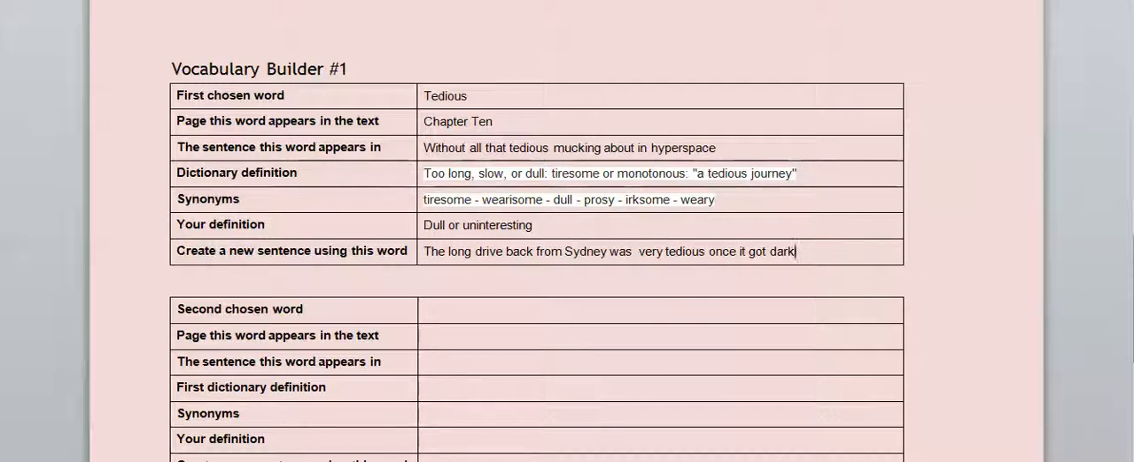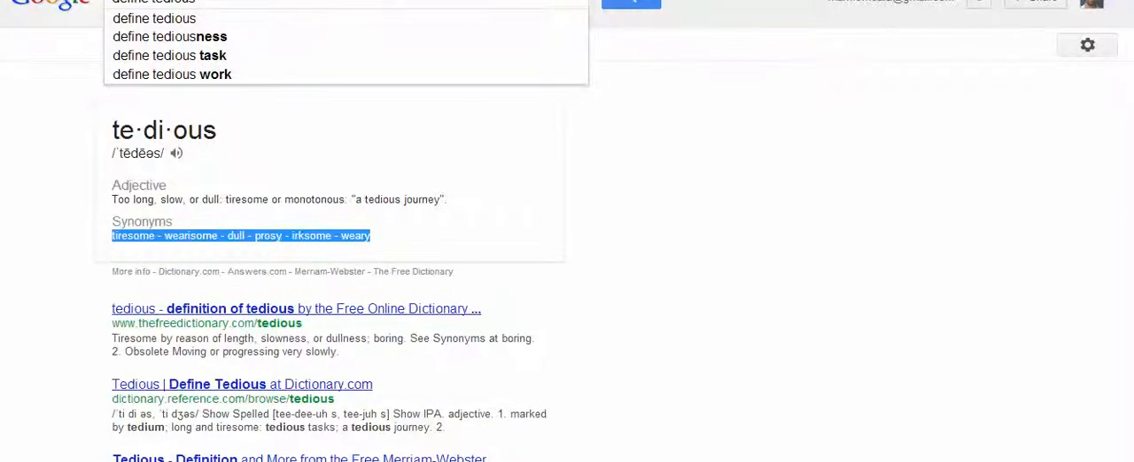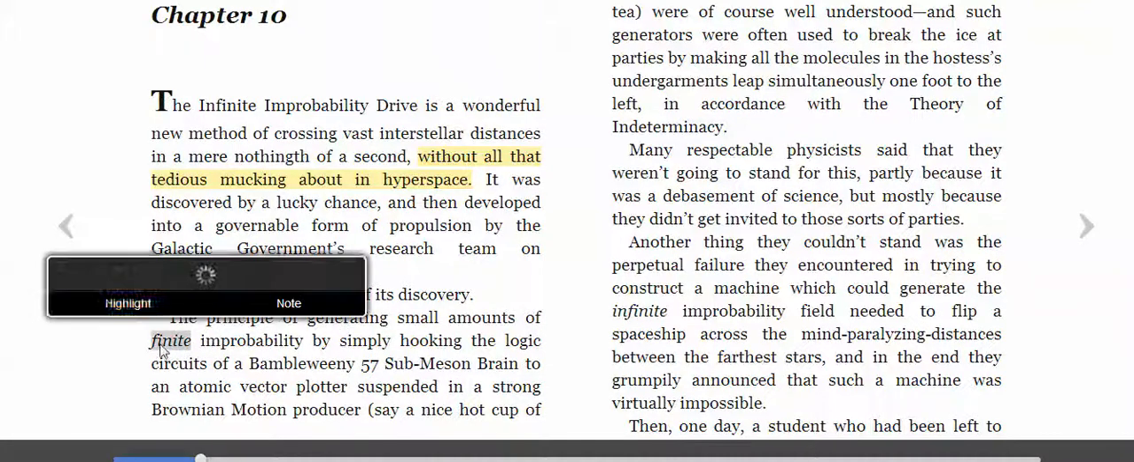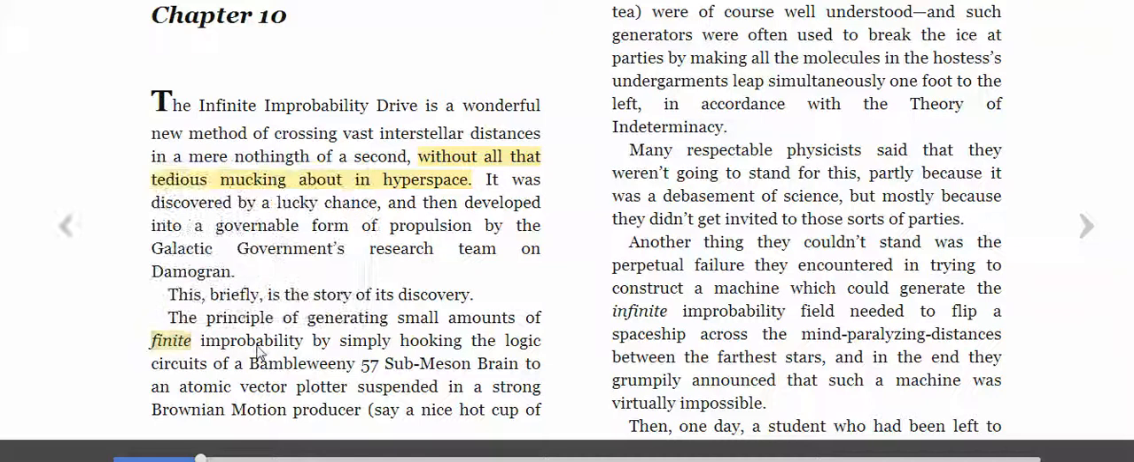So now I'm going to go back into my text and I'm going to look for a second word. So, you know, I jump back in. I'm reading it again. There we go. The principle of generating small amounts of finite improbability. So I might say, okay, I'm going to start again. And I'm going to highlight that word. I'm going to start again with the word finite. And then I would go through the same process again.